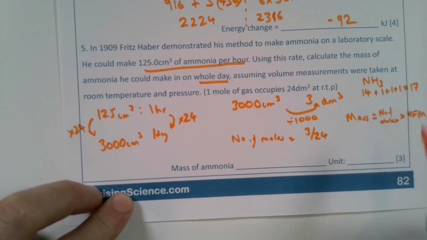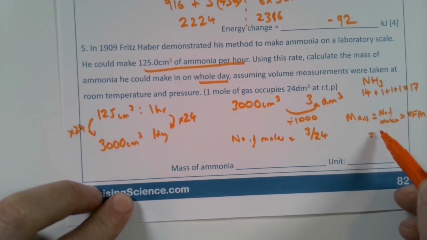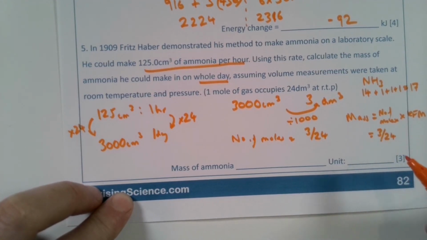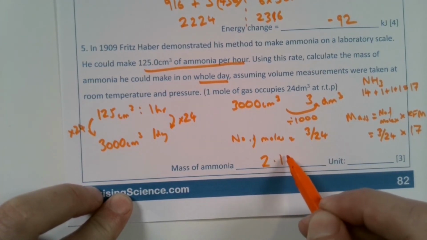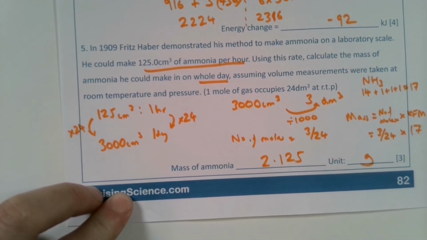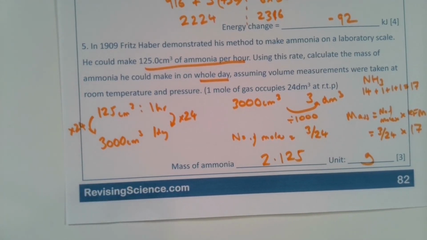So now we can substitute our numbers into the equation. So mass equals the number of moles, which is 3 over 24, multiplied by the relative formula mass, which is 17. And if we work that out, we get 2.125 grams to 3 decimal places.